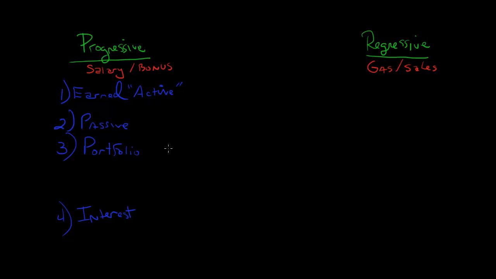In this video I'm going to discuss how taxes are paid by individuals. First of all, there's two classifications of taxes: the progressive and the regressive tax. The progressive tax generally affects salaries and bonuses. Basically, the more money that somebody makes, the more taxes that are assessed against them. Regressive tax would be the same.